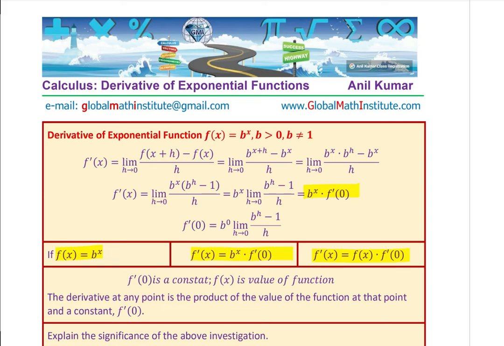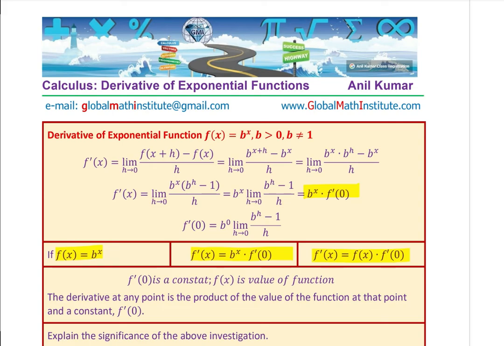In words, we can say that the derivative at 0 is a constant and f of x is the value of the function, right? At x equals 0, of course. The derivative at any point is the product of the value of the function at that point and a constant, which is f prime 0. Perfect. So I hope you have understood this part.